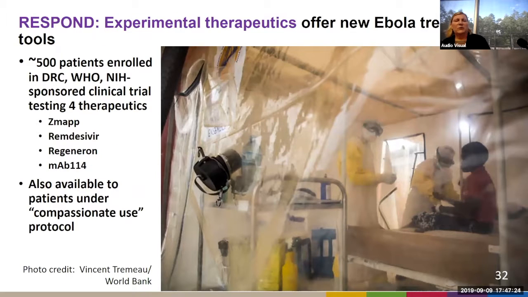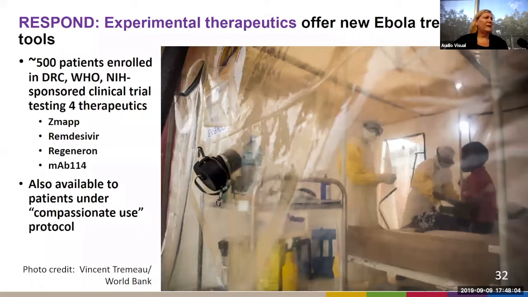The therapeutics is the other new thing, and started out with 4 therapeutics, and it was just on August 9th, when they held the Data Safety Monitoring Board, that Regeneron and monoclonal antibody 114 were found to actually have higher survival rates. And so they stopped the use of ZMapp and remdesivir and are using Regeneron and MAB 114 now as the 2 drugs. So to tell communities, we have a drug if you're ill, and we can vaccinate your contacts. So we have 2 tools that will really help.